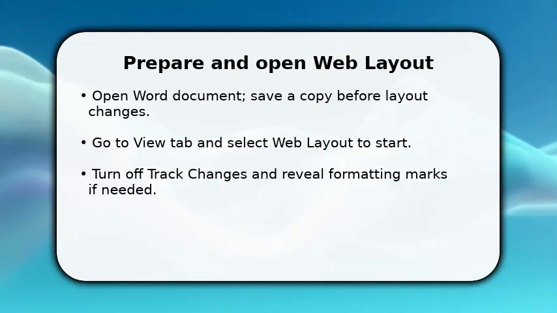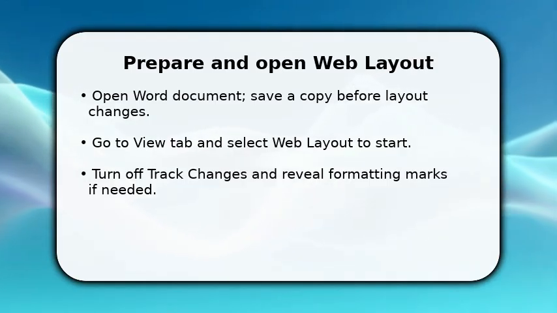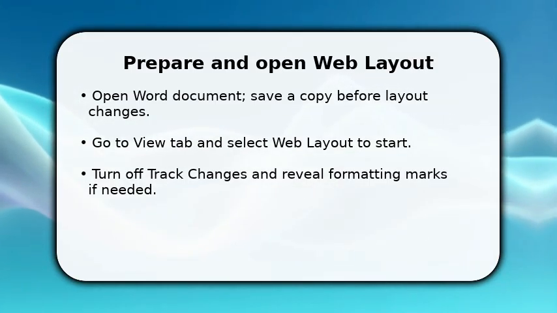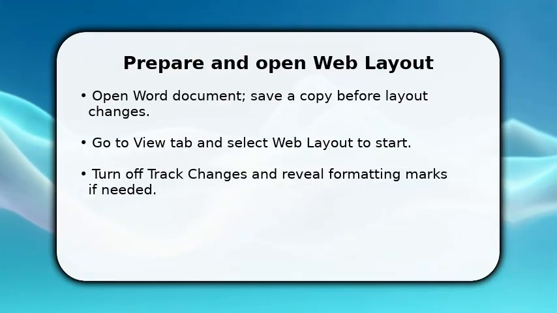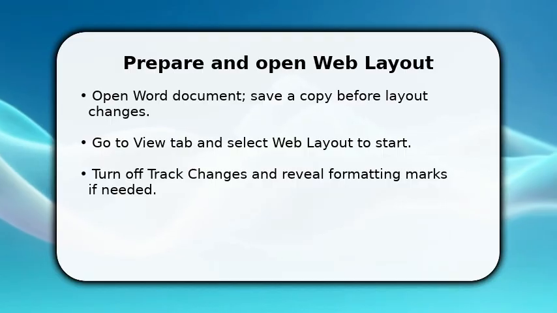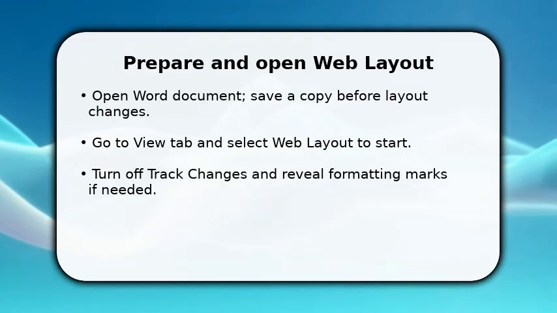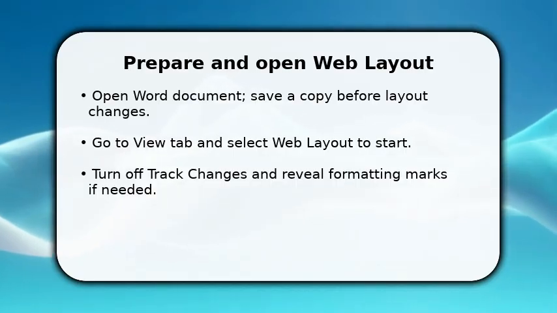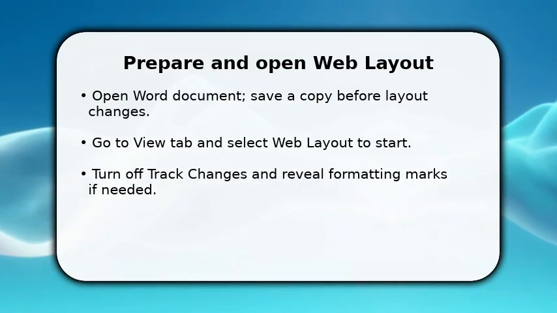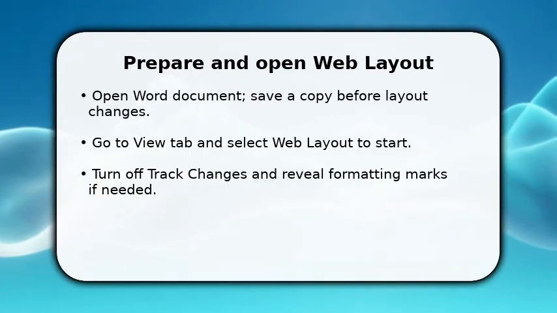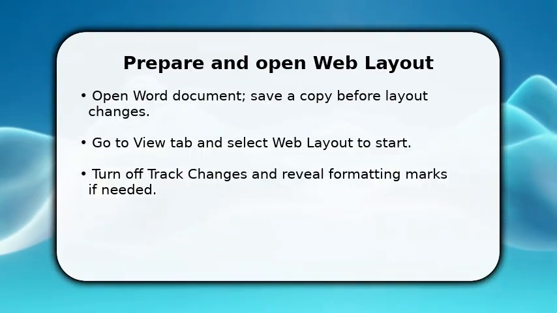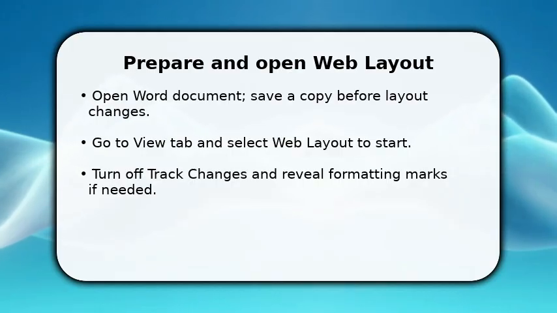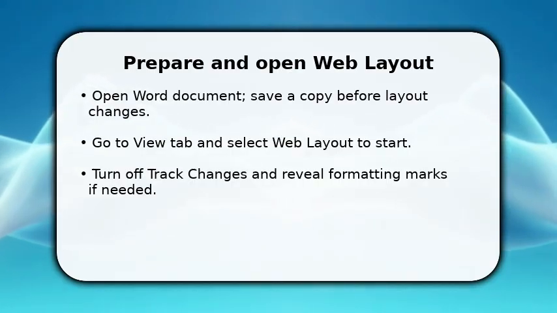You begin by opening your document and saving a copy so you can revert if needed. Next, go to the View tab and switch to Web Layout. This is the only reliable mode for true web-like flow. Once done, disable Track Changes and show formatting marks so you see hidden breaks and spacing. You do this because Web Layout removes page boundaries and lets content reflow naturally, which is why subsequent adjustments affect how the document behaves online.